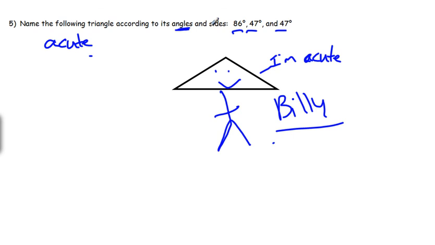What about the sides? What can we say about our sides? Well, if 2 of our angles are the same, then that must mean that 2 of our sides are the same as well. Because if this angle is the same as this angle, that means that this side here has to be the same as that side there. So if 2 sides are the same, it has to be isosceles. I hope I'm spelling that right. Isosceles. So what kind of triangle is this? It is acute, and it is isosceles, and it is Billy.